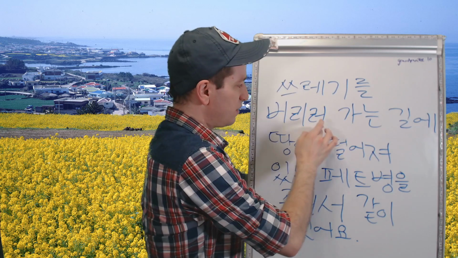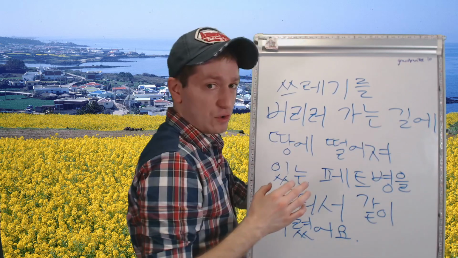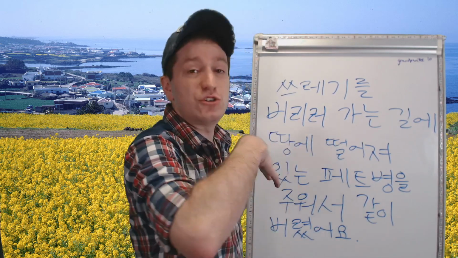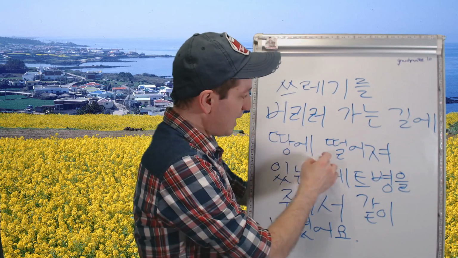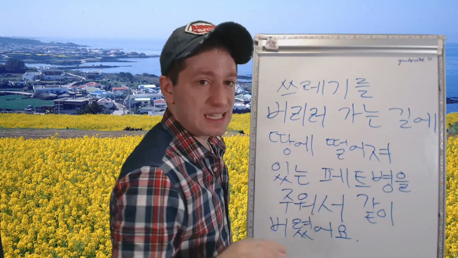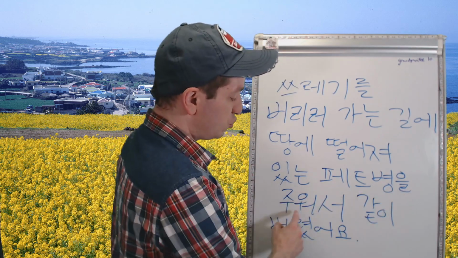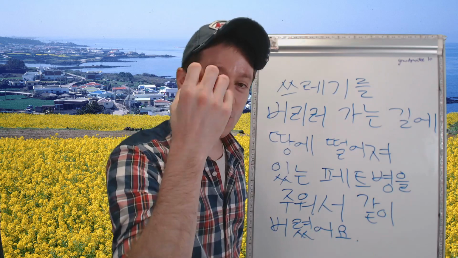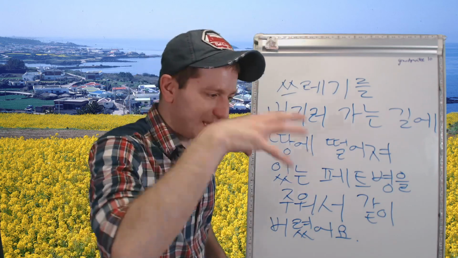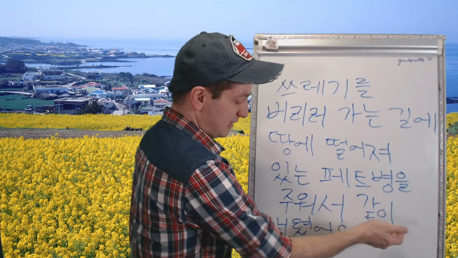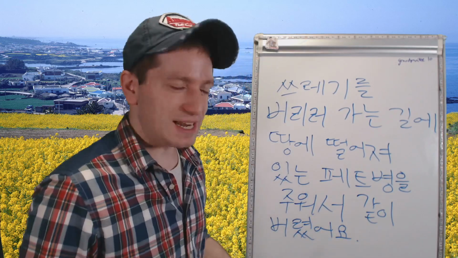쓰레기를 버리러 가는 길에, on the way to throw out the trash, on the way to go throw out the trash. 땅에 떨어져 있는, in the state of having been dropped on the floor. 페트병을 주워서, from 줍다, meaning to grab or pick up. It's specifically like picking something up from the ground. 같이, together, 버렸어요. And I threw it away together.